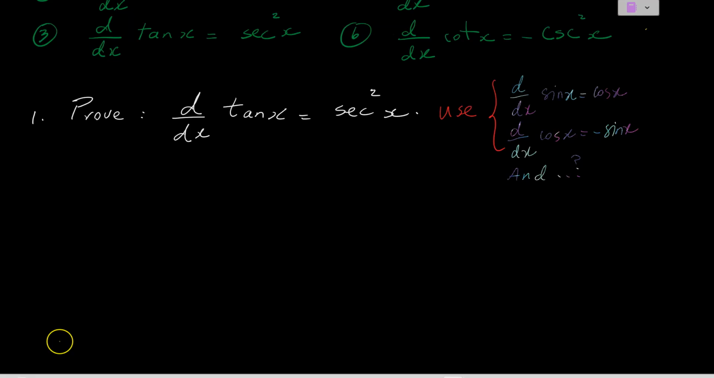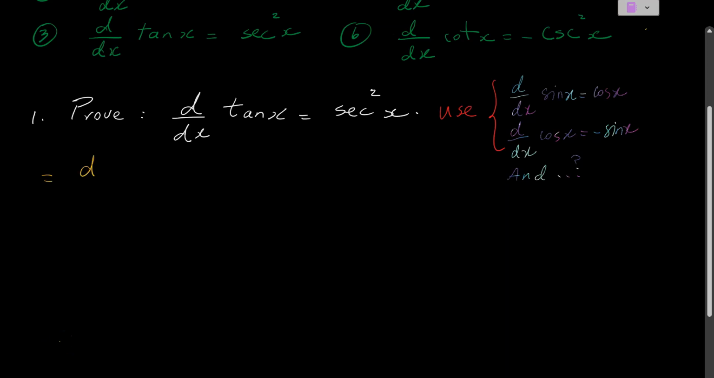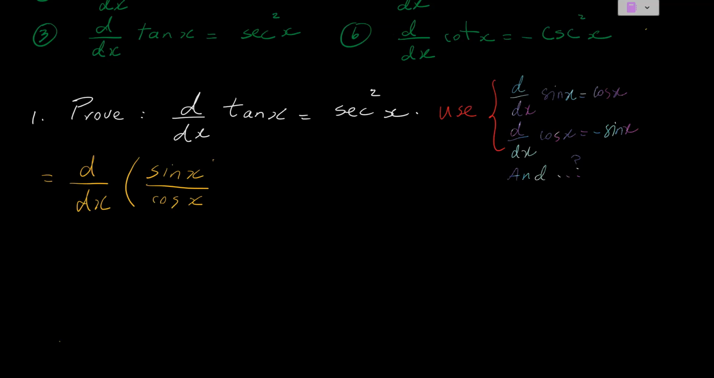So the first thing we need to do, we need to rewrite the tan x as a quotient of sine over cosine, and let's do that. So this is d/dx of sine of x over cos of x. Okay, that's tan of x. That's one of the identities that we have to remember. All right, now that we have this, we have to go ahead and use the quotient rule.